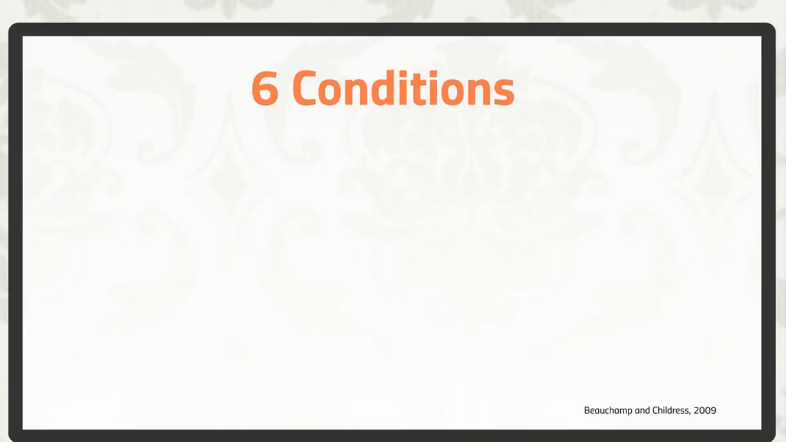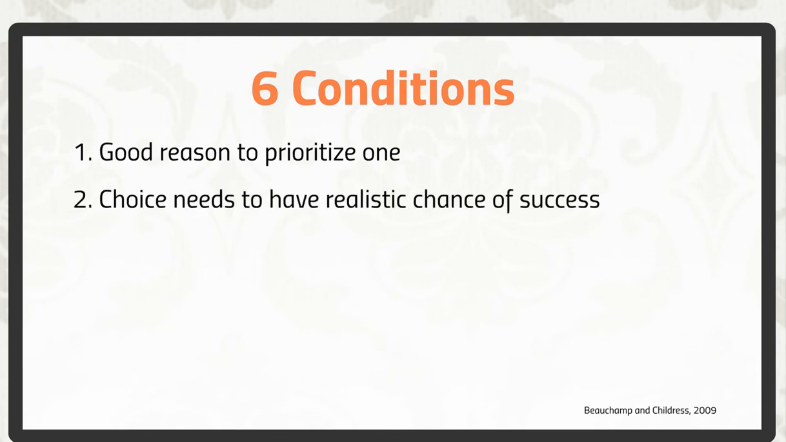There are 6 conditions that were set aside by the two philosophers who devised this approach, and they said that these 6 conditions should be met when trying to balance these 4 principles. The first one is that when you prioritize one over another, you should have a good reason to prioritize that one over any of the other ones. 2, what you choose to prioritize needs to result in a realistic chance of success. So whatever you choose needs to have a likely chance of having a good outcome.